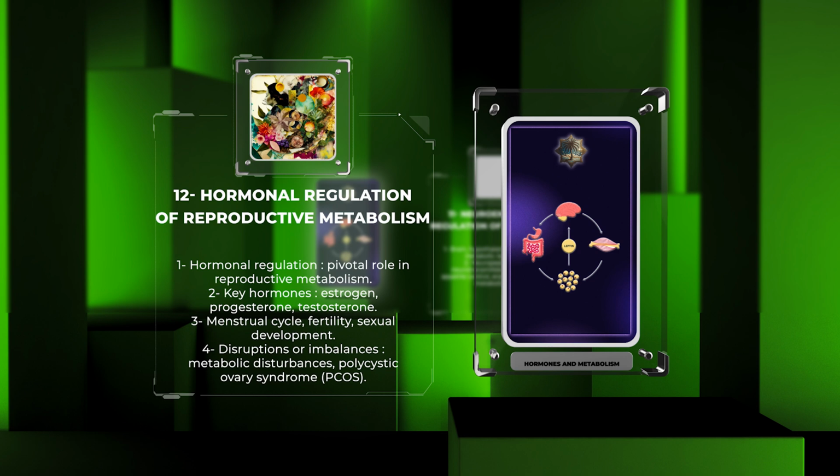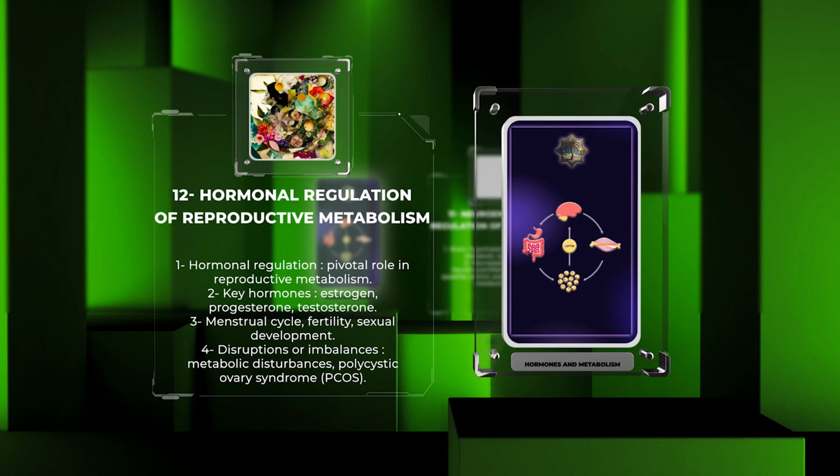However, any disruptions or imbalances in their levels can lead to metabolic disturbances, such as polycystic ovary syndrome, PCOS. PCOS, characterized by hormonal abnormalities, can significantly impact a person's reproductive health and overall metabolic well-being. Understanding the comprehensive dynamics between hormones and reproductive metabolism is essential in the field of endocrinology. It enables medical professionals to diagnose, manage, and treat various conditions associated with hormonal dysregulation effectively.